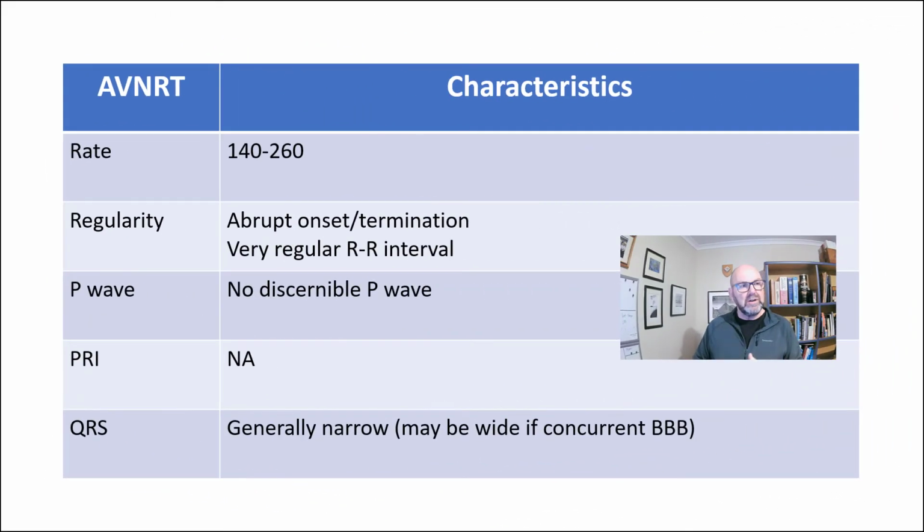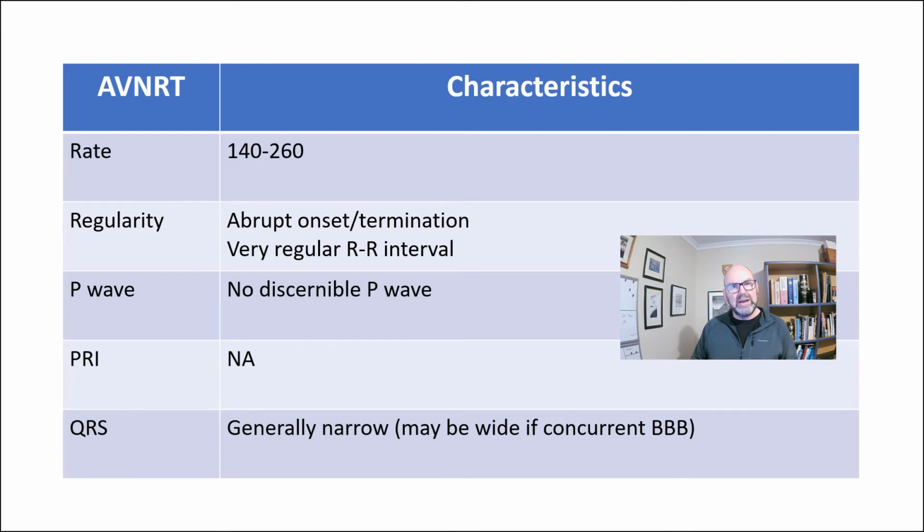So let's just quickly review the ECG characteristics of the AV nodal reentry tachycardias. From a rate point of view, we tend to see ventricular rates of between 140 and 260, and at those faster rates, we're quite likely to see some level of compromise associated with this. The regularity of these rhythms is very marked in the R to R intervals. You could basically use it as a ruler. The other thing about it is that it tends to be very abrupt in both onset and termination.